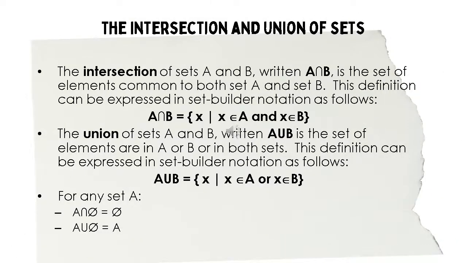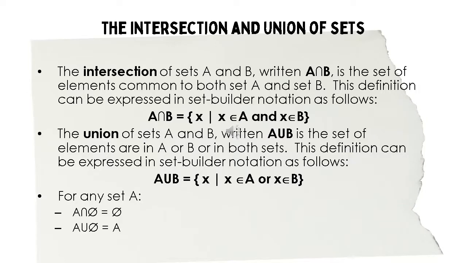Let's have the intersection and union of sets. When we say intersection, it is written as A intersect B, the set of elements common to both set A and set B. Ayun yung makikita sa diagram, yung nag-overlap sa gitna. Ibig sabihin doon po sila nag-intersect. This definition can be expressed in set builder notation as follows: A intersect B is equal to x such that x is an element of A and x is an element of B.